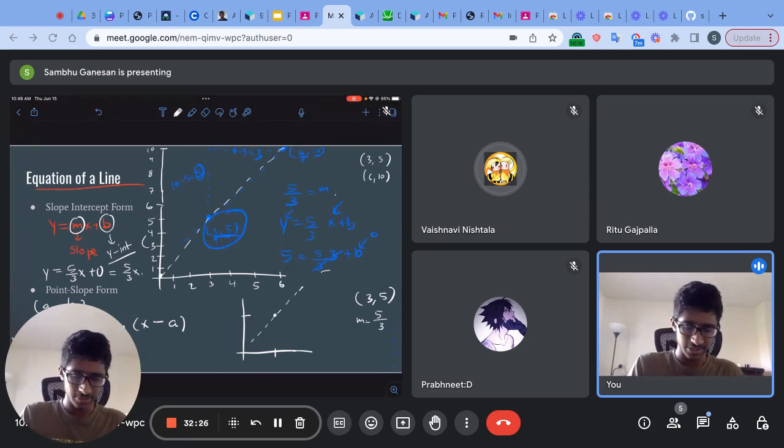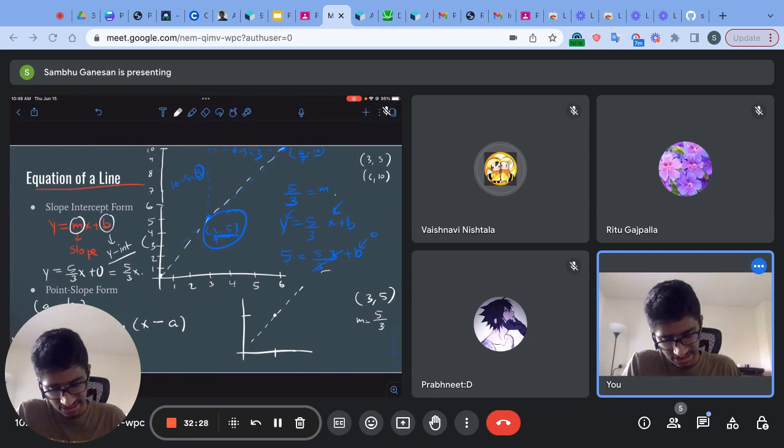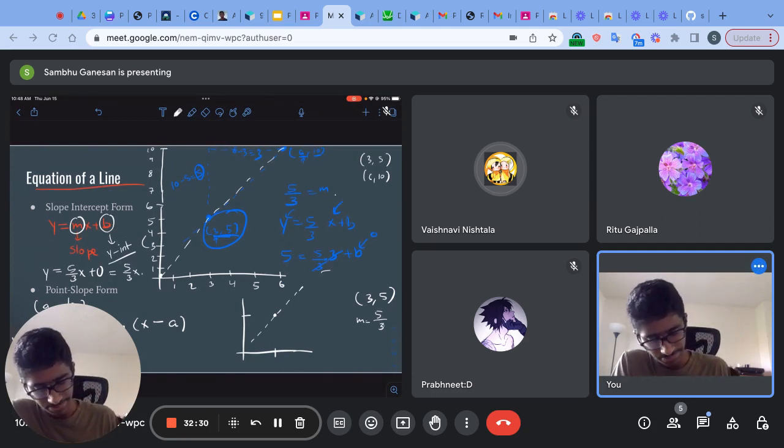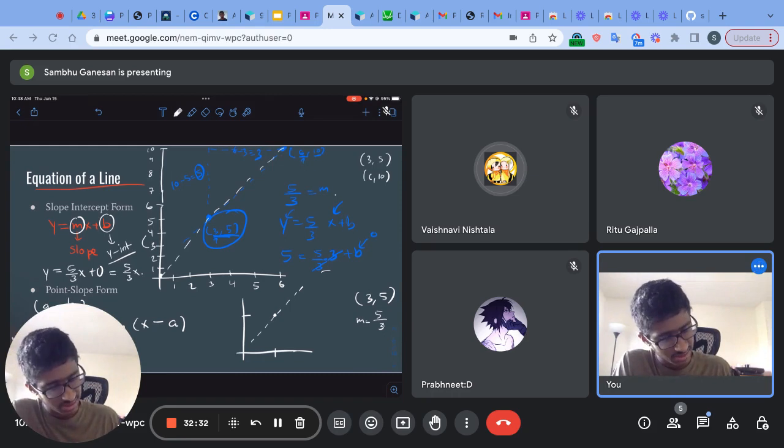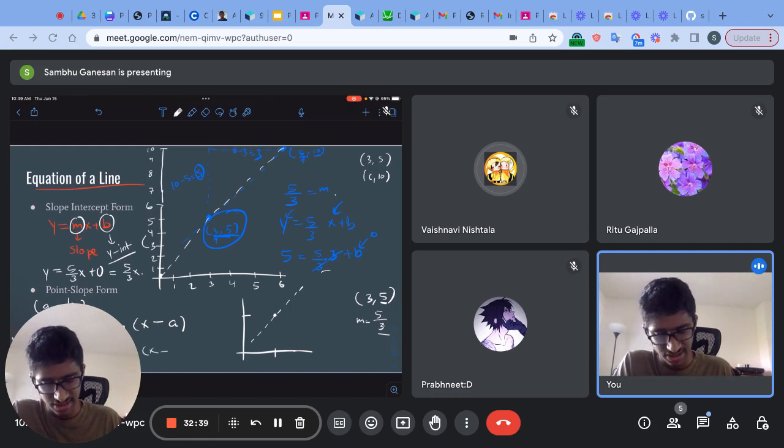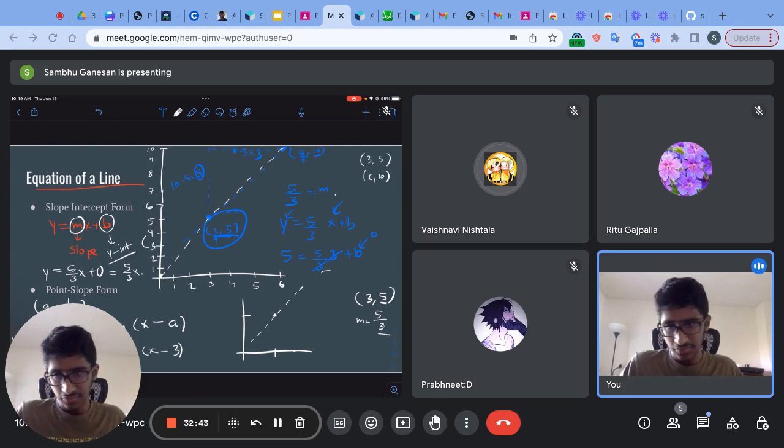So how do I find the equation of the line? I can just plug this into this equation. So you know that y minus, so you got the y coordinate, which is b, which is 5, equal to the slope, which is 5 over 3, times x minus 3. And this is the equation of that line. And if you expand this and solve it, you should theoretically get this value, and we can confirm that.